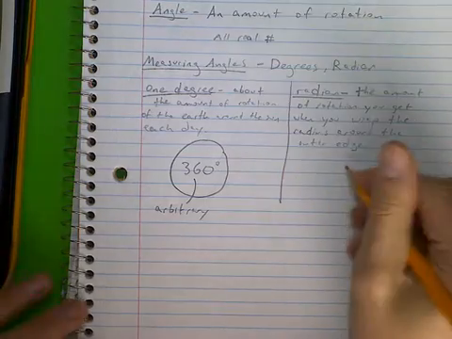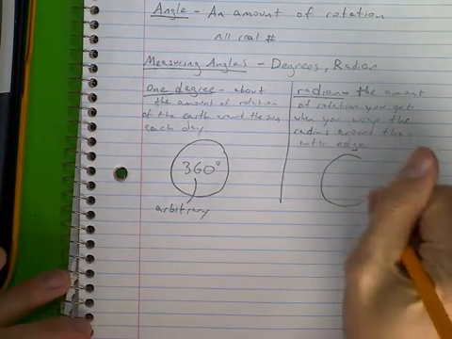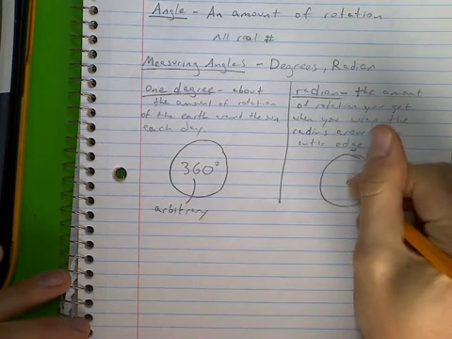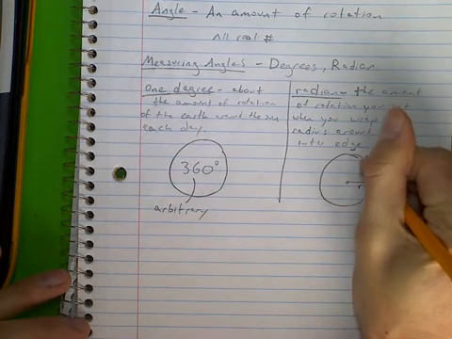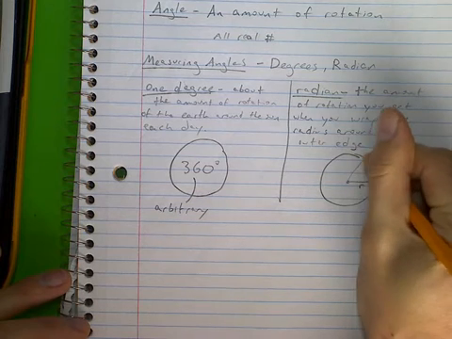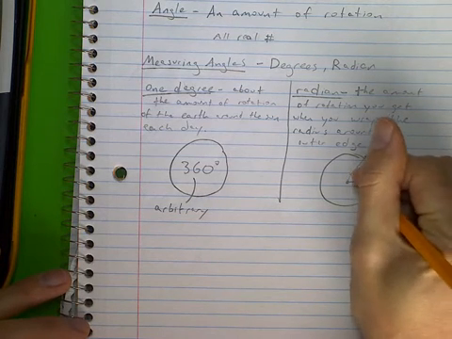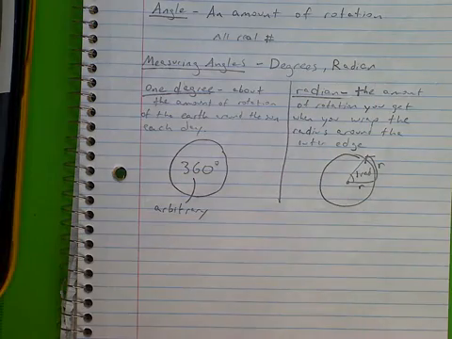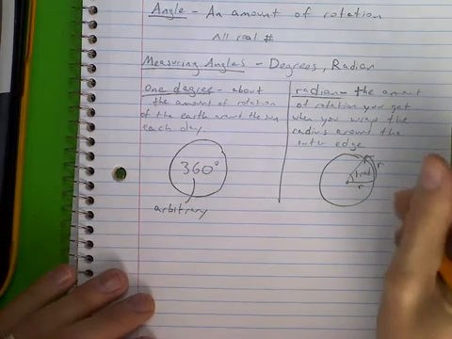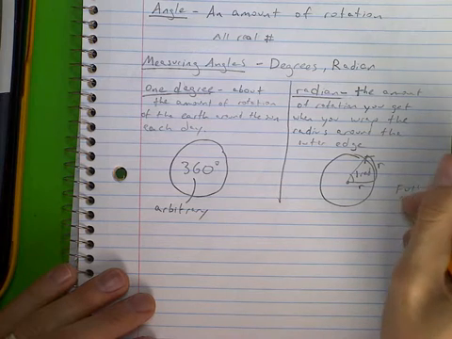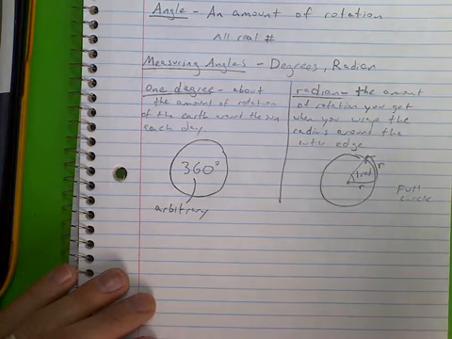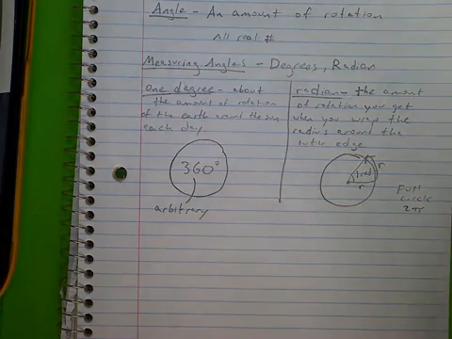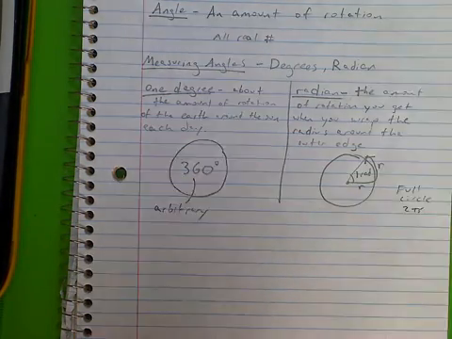So I'm going to sketch this right here. So we take the radius, we wrap it around the circle like that. It makes an angle, and that angle is 1 radian. And the full circle is exactly 2 pi radians.